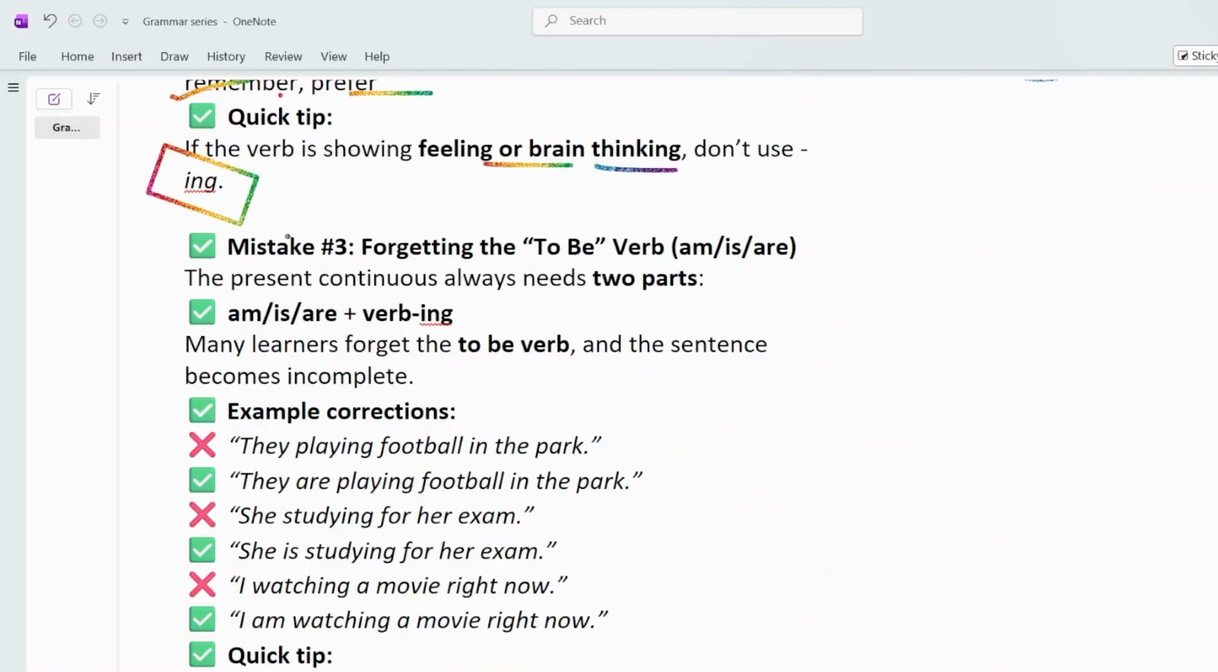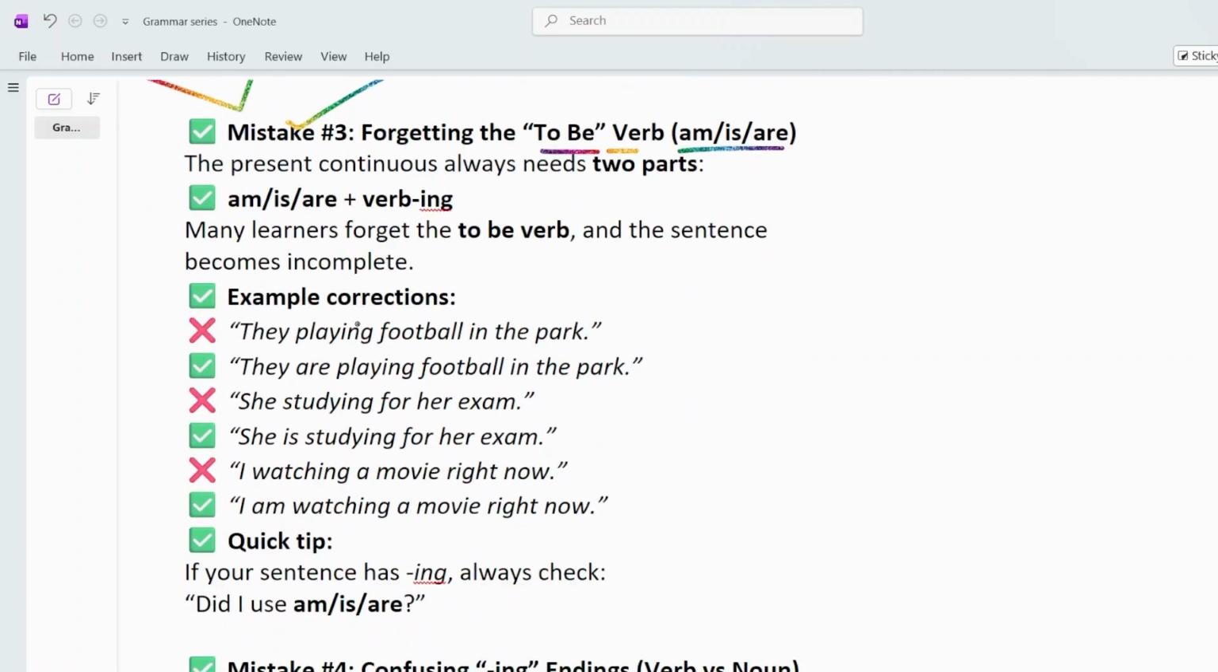Great. So mistake number 3 talks about forgetting the to be verb. What do you mean by to be verb? It's no rocket science, guys. To be verb is nothing but the helping verb or the auxiliary verbs. Many learners forget the to be verb, and the sentence sounds incomplete. Let's look at some examples for a deeper understanding. The first example talks about football, one of my favorite games. They playing football in the park. The person has obviously forgotten the auxiliary verb or helping verb here. The correct sentence is they are playing football.